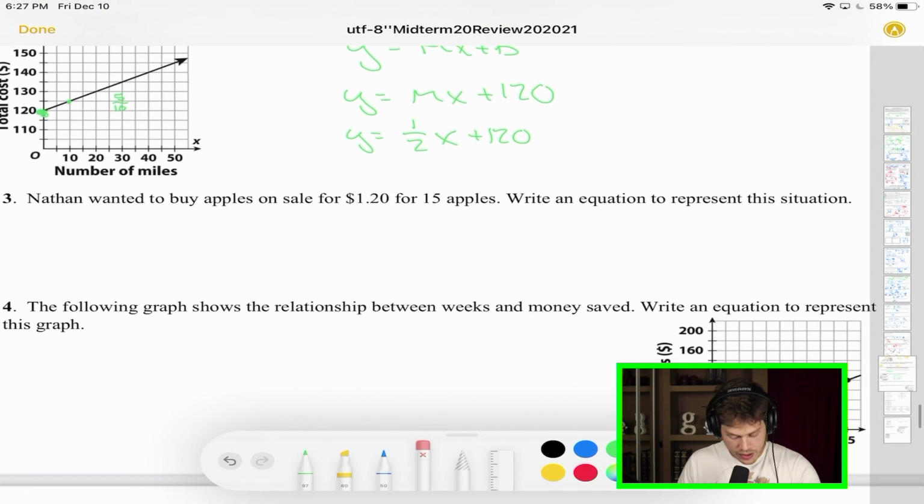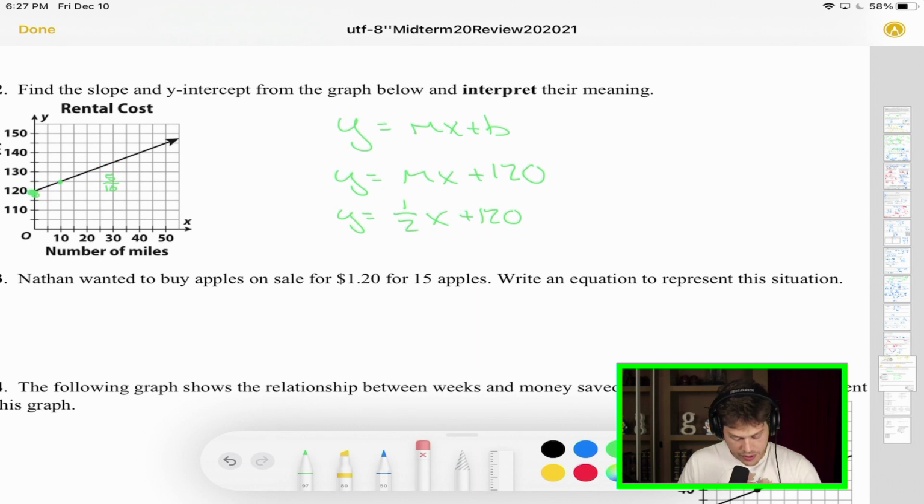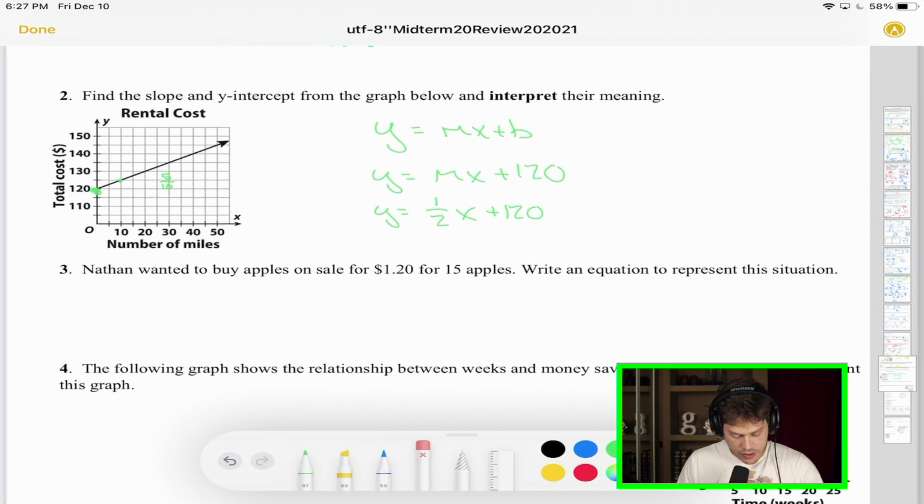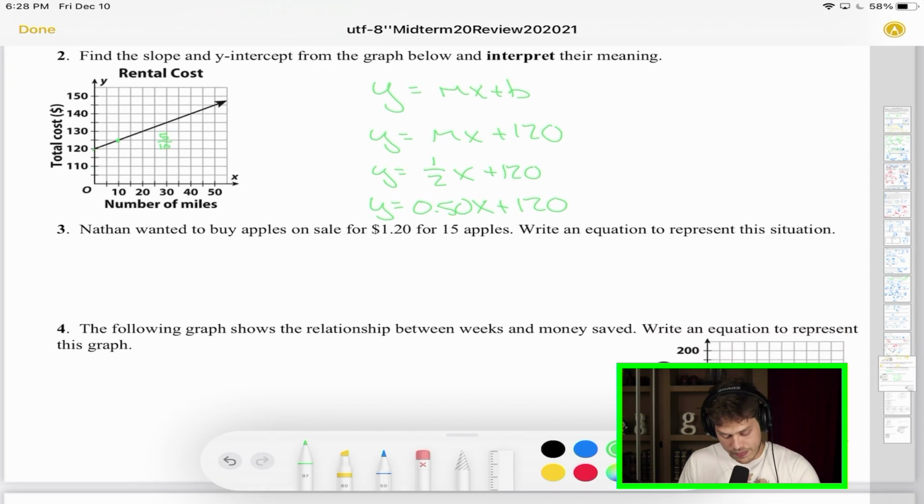Very interesting. Okay, and then interpret the meaning. Well, this says the number of miles and total cost. So we are going to pay $120 up front, and then we're also going to pay 50 cents for every mile we drive. So if we drive 10 miles, we're going to pay an extra $5. So this half, really, since we're dealing with money, we should write it as 50 cents. So we're paying 50 cents per mile plus the initial $120 rental cost.